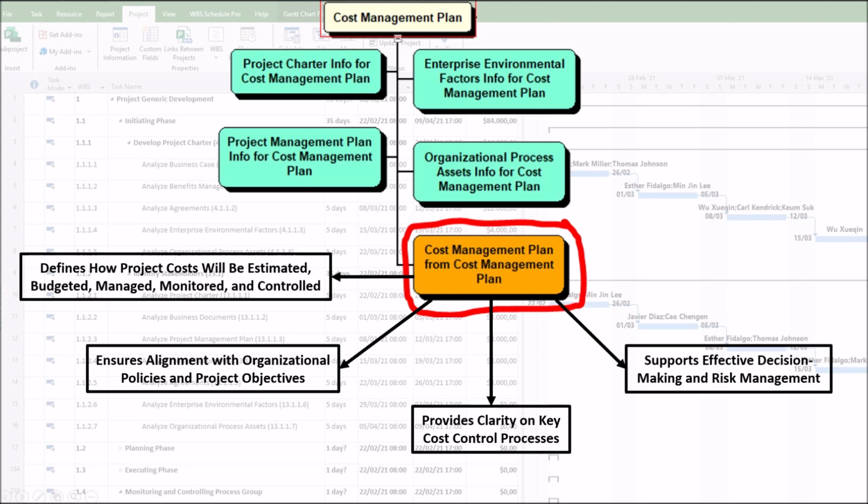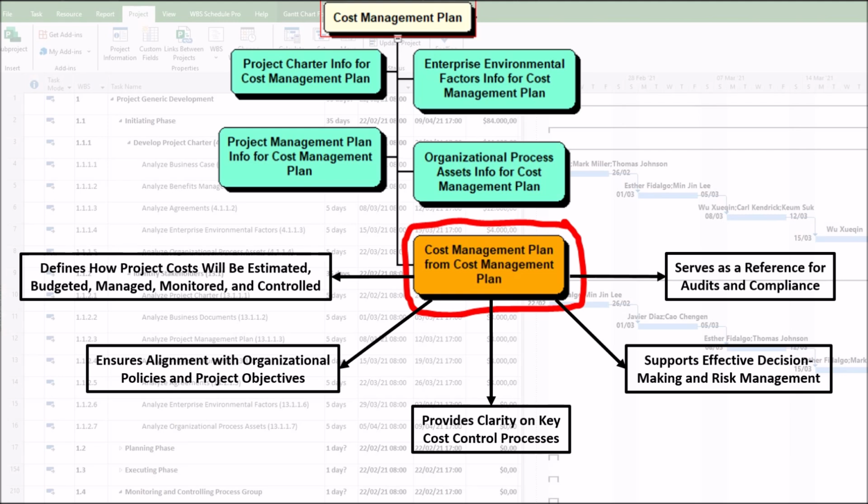4. Supports effective decision-making and risk management. By defining how cost variances will be analyzed and addressed, the plan helps project managers make informed decisions, manage risks, and avoid cost overruns. 5. Serves as a reference for audits and compliance. A well-documented cost management plan ensures transparency and accountability, making it easier to justify financial decisions during audits or stakeholder reviews.